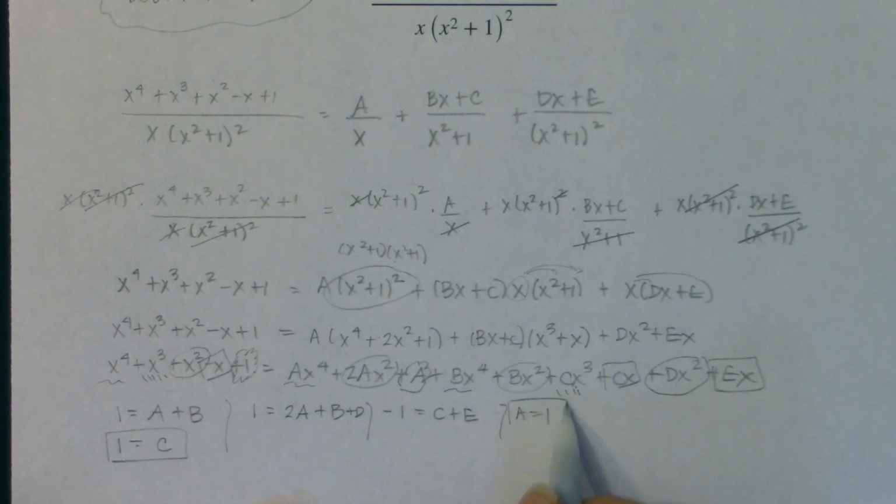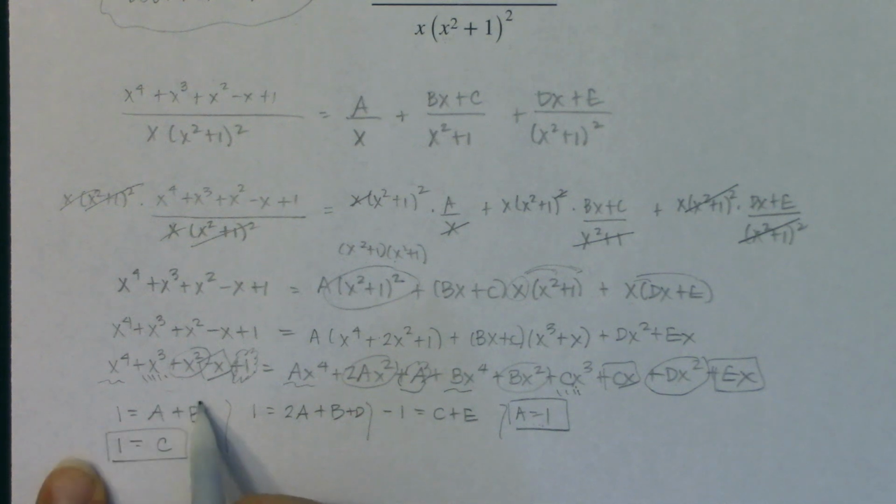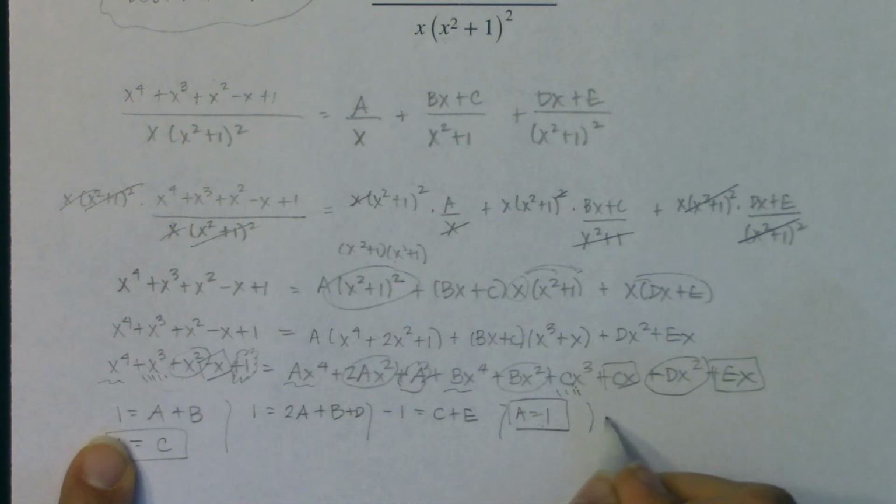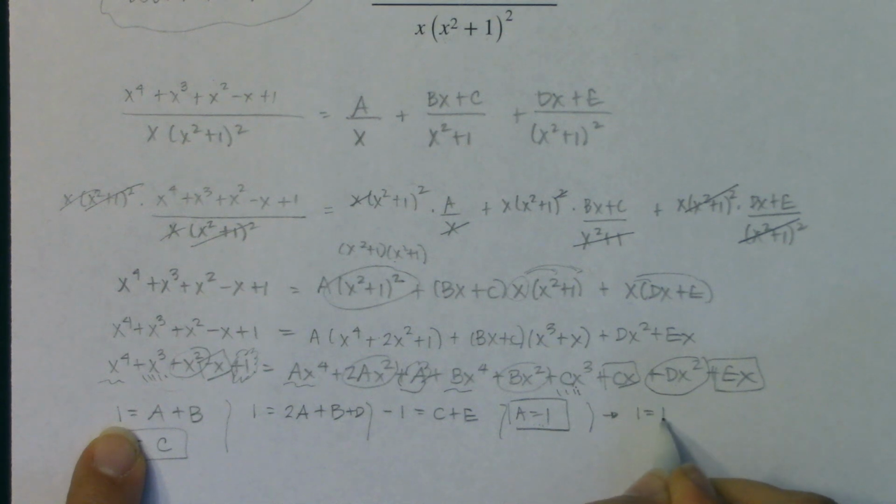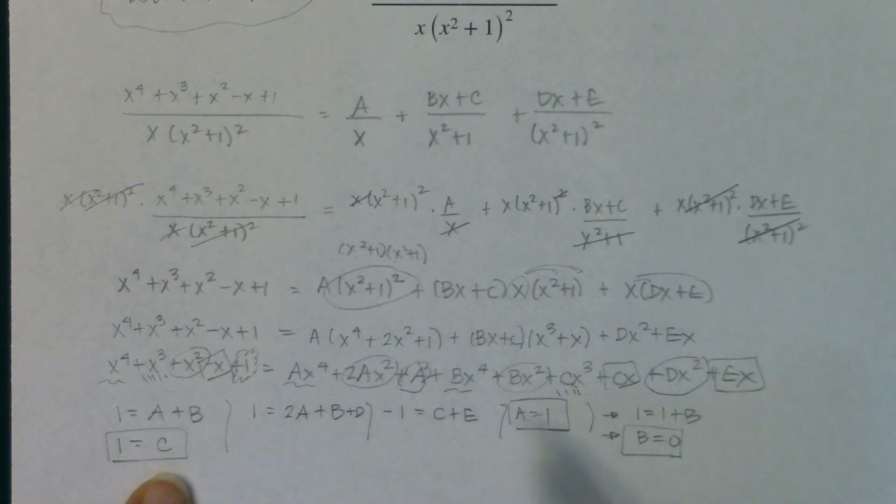Okay, but I have a equaling 1. That's huge. That's going to help me with all of this. So if a is 1, let's go back to this equation. If a is 1, 1 is equal to 1 plus b. So b is 0 because I can subtract 1 from both sides. So I have c, I have a and b. Now I think I can find d here. 1 would be equal to 2a, which is 2, plus b, which is 0, plus d. If I move the 2 over, d is equal to negative 1.